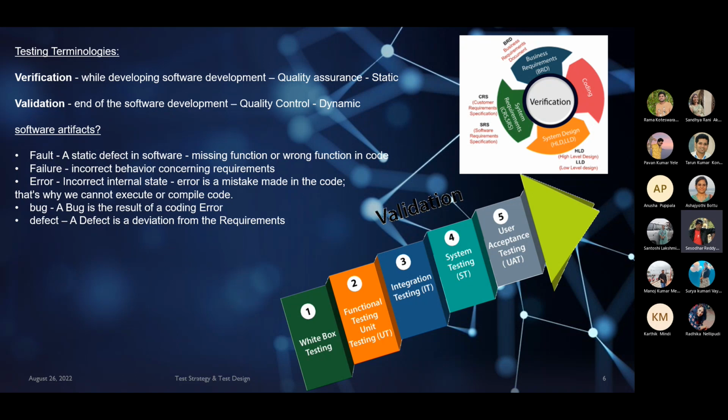When it comes to the testing part, a lot of people confuse bug and defect. Even I came across this situation where I used to sometimes call a bug a defect. But if you consider, a bug is a result of a coding error, while a defect is a deviation from the requirement.